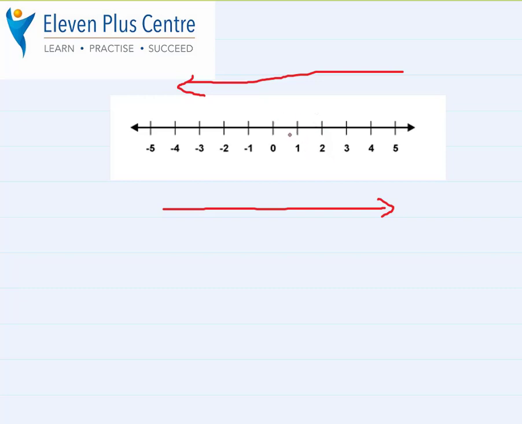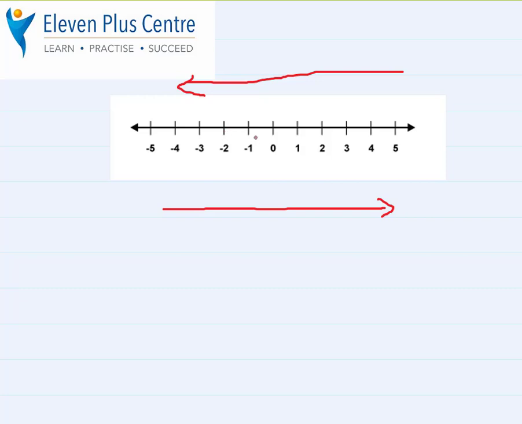For example, if I said what is 1 plus 3, we're going to start at 1 and we're going to add 3. 1, 2, 3. So we all know that 1 plus 3 is 4, right? Let's do the same thing with a negative number. If I said what's -3 plus 1, here's -3. If we're adding 1, we're going to go in this direction, because we're making the number bigger. So -3 add 1 is actually -2.